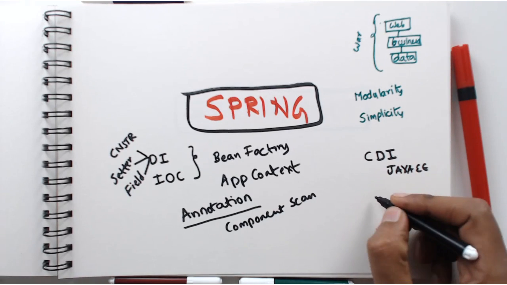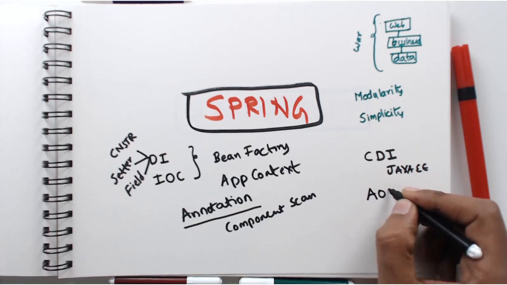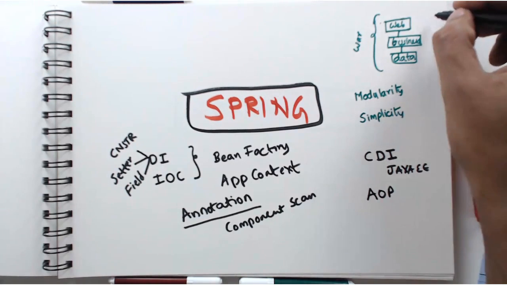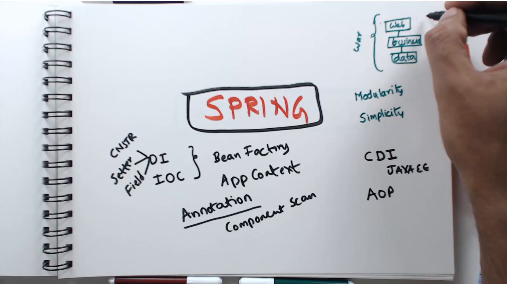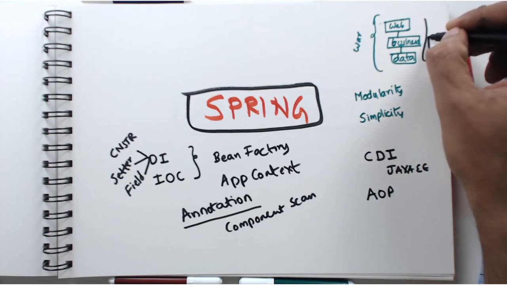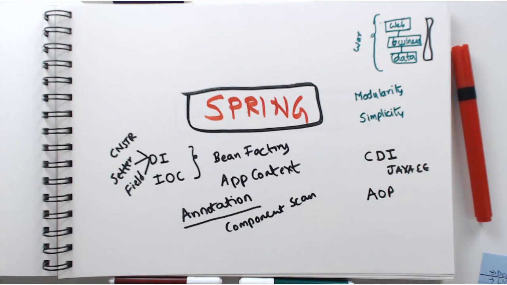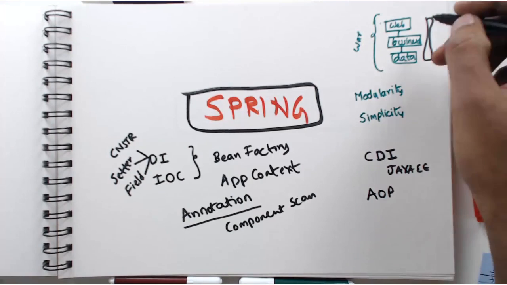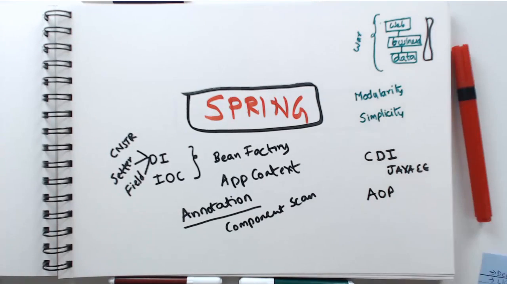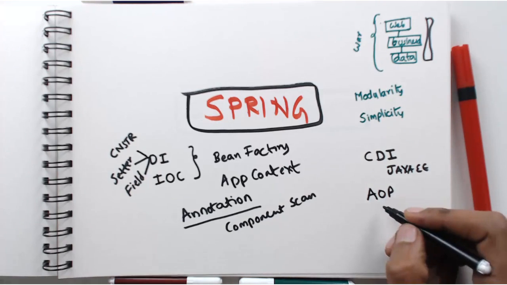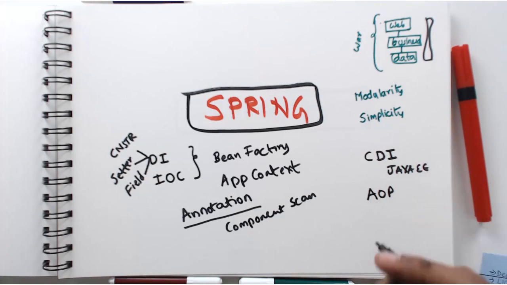The other important thing that you need to learn about Spring is aspect-oriented programming. When we develop things in layers, there are certain things which are common to all these layers. For example, logging, authentication, authorization, these might be needed by all the layers, and things like that can be implemented using aspect-oriented programming. So you would need to learn Spring AOP.